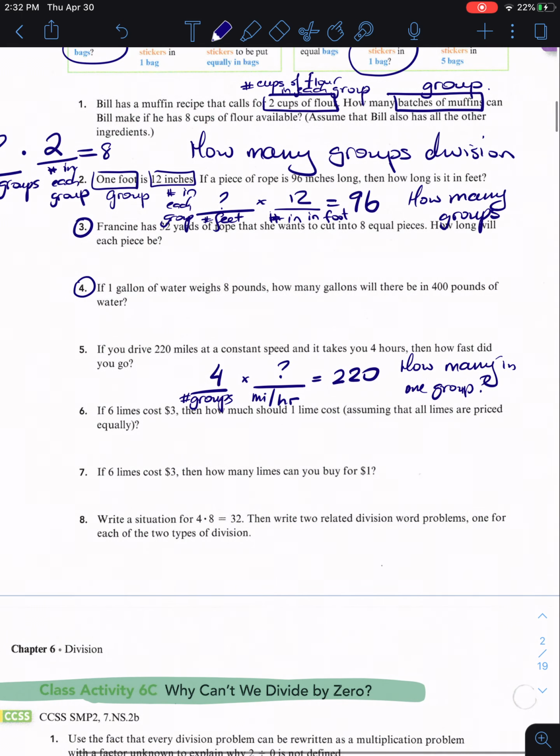We'll do 6 together as well. If 6 limes cost $3, then how much should 1 lime cost, assuming that all limes are priced equally? It looks like it's $1 per lime. So that is the number in each group. How many groups do we have? How many limes do we have? 6 limes, and they cost $3. So how many in each group? How much does each lime cost? So this is how many in each group.